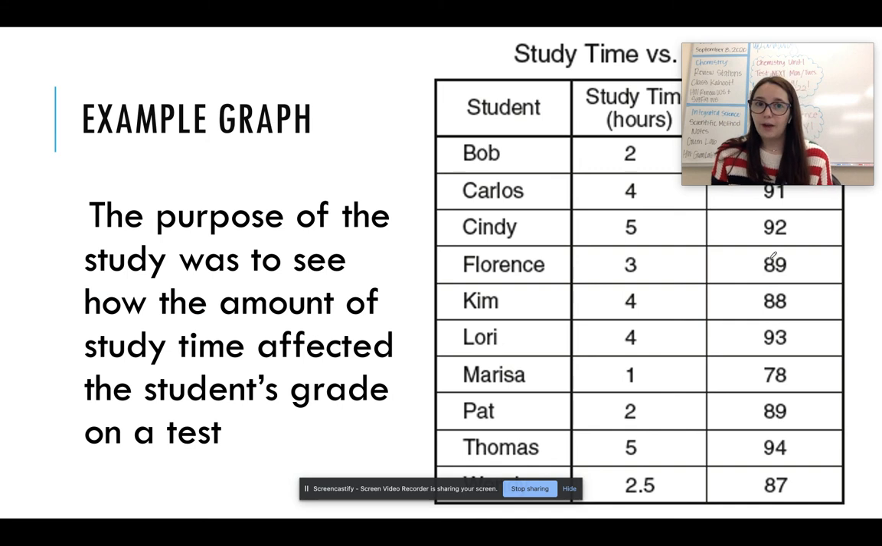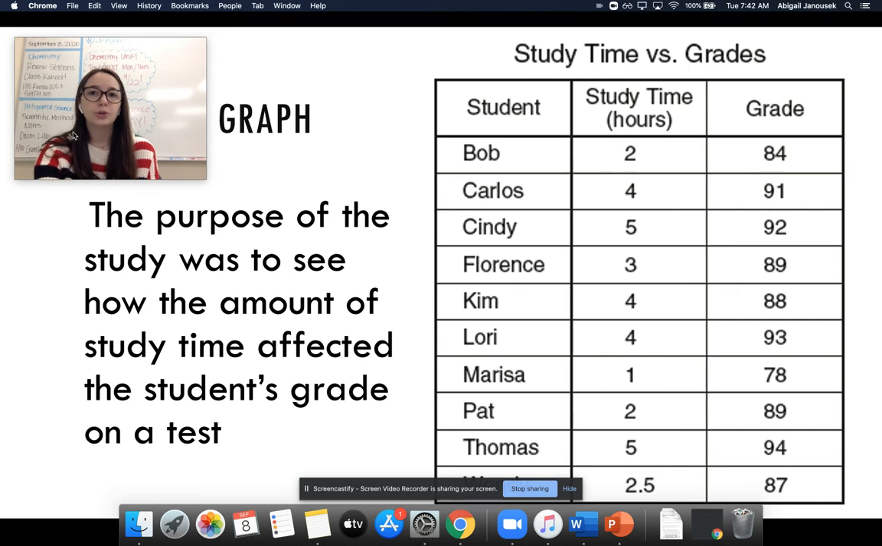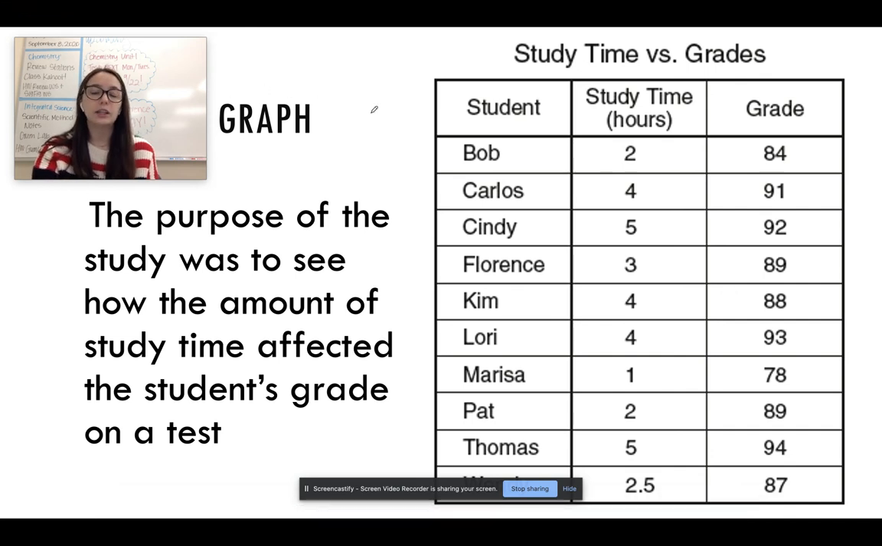So an example graph that I want you to do is, I want you to create a graph, and then I need you to submit it to me on Canvas. The purpose of the study was to see how the amount of study time affected the student's grade on a test. So I want you to A, identify your independent variable, and B, your dependent variable. And then I want to see an example graph on Notability.